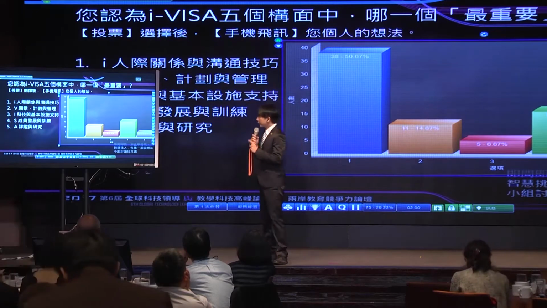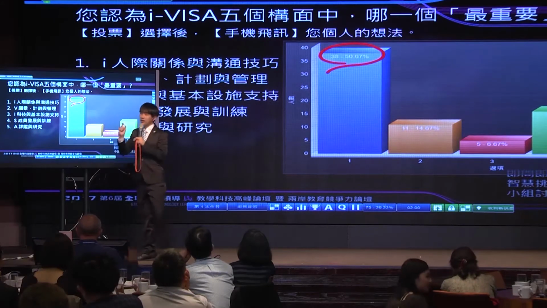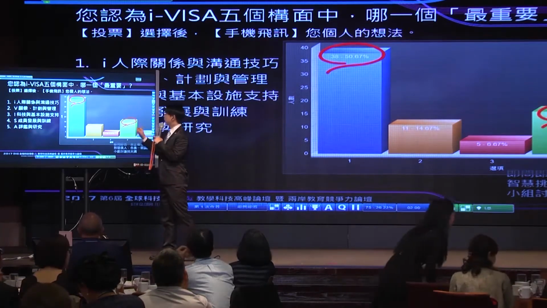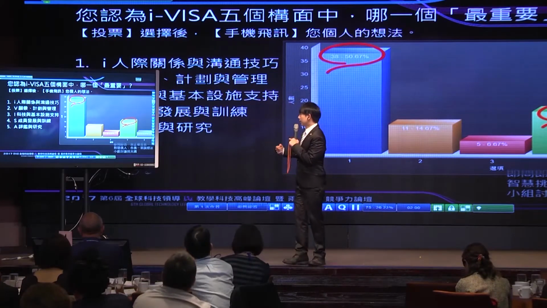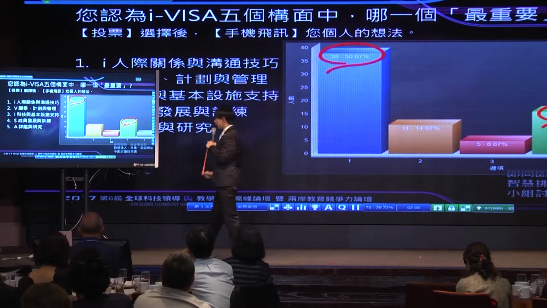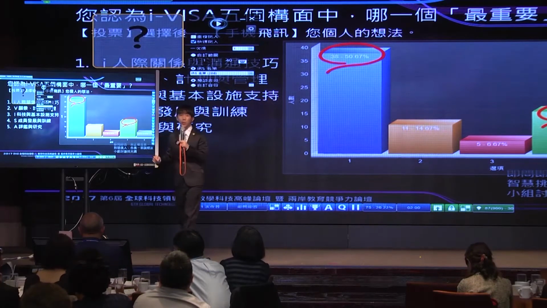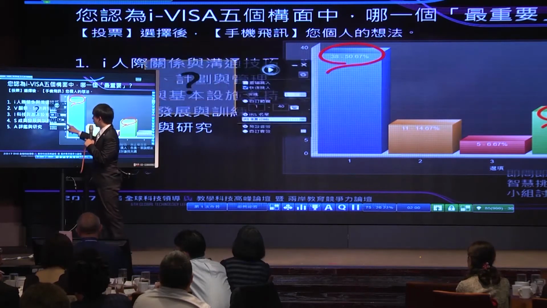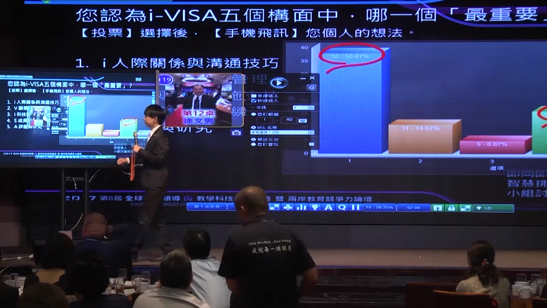So from the results that we have, over half of you, 38 people, have voted interpersonal relationships and communication skills. And the second one, 20%, one fifth, think that staff development is important. And people also choose the other three options. Now I would like to use this smart select feature. I want to know your reasons for choosing your answers. I want to focus now on people who have chosen number one.